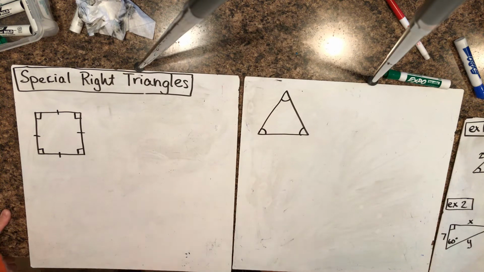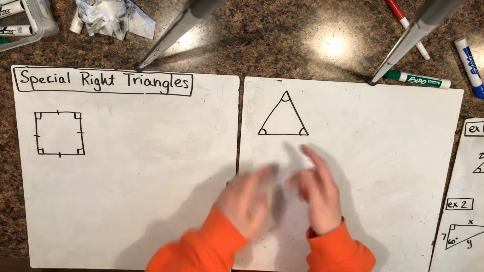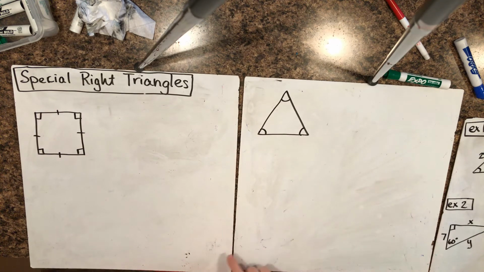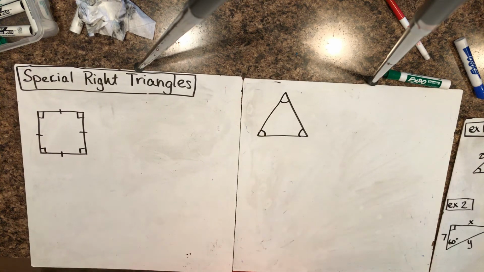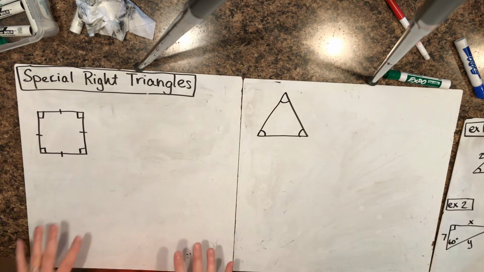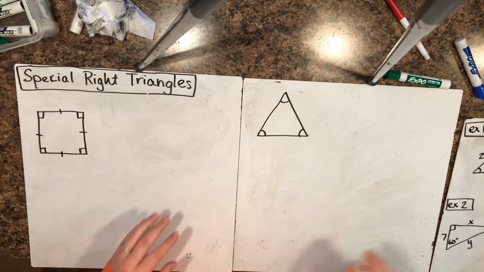Okay, today we're going to talk about special right triangles, and this is actually one of my favorite things to do in person and actually have a square and have an equiangular and equilateral triangle and cut them in half and have a flashcard made, but we're going to do our best virtually on our whiteboards.